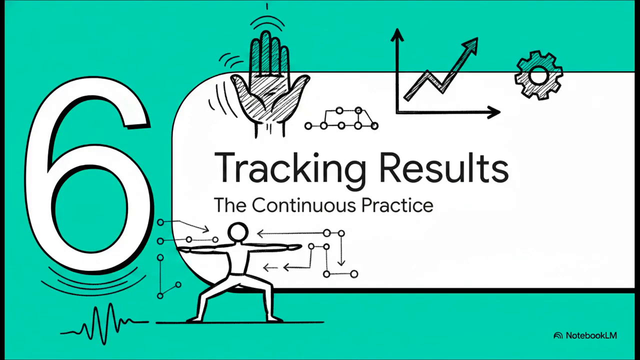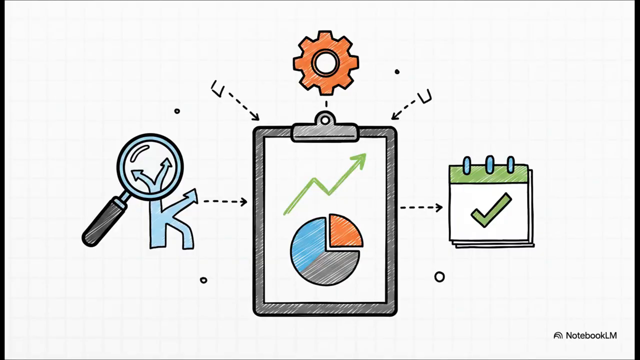Finally, let's cover Section 6, tracking and refining results. This is your continuous practice. Just like a physical yoga practice, your digital marketing requires continuous refinement. You absolutely must link everything to Google Analytics. That is how you see exactly what's happening after the click. Set up goals to track web form submissions, or if you're using booking software, set up e-commerce goals for MindBody.